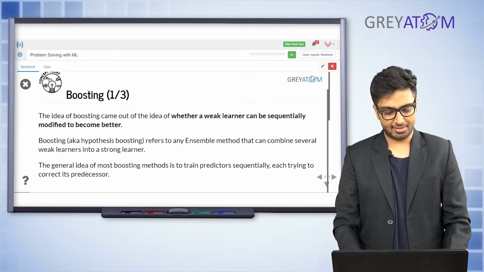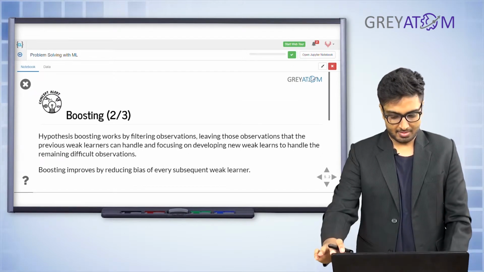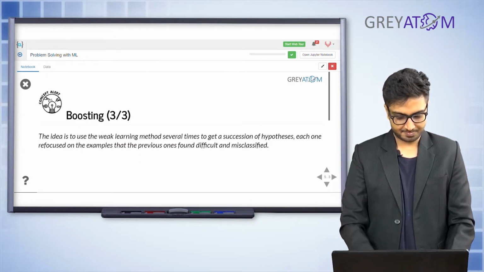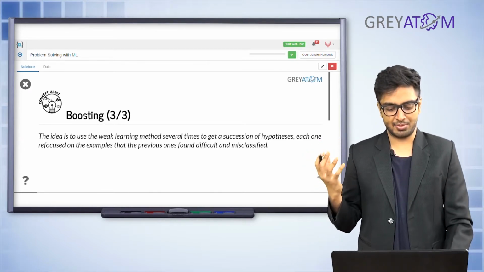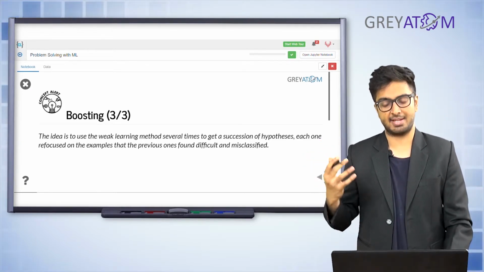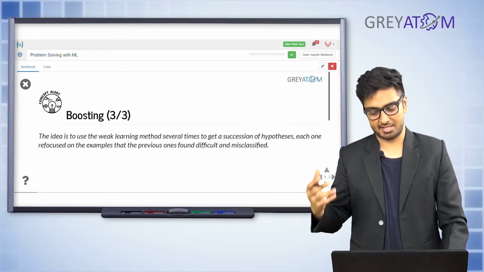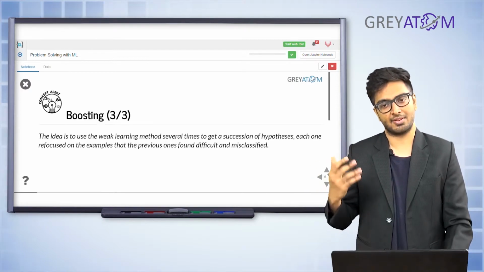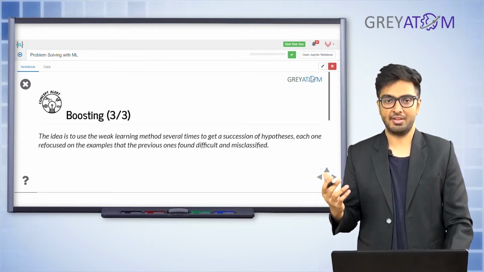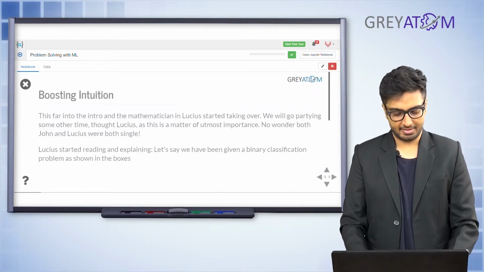So let's understand that also through a diagram. This is something that I've already mentioned: with boosting, the idea is to use weak learning methods several times to get a succession of hypotheses, which is nothing but a succession of models, each one refocused on the examples that the previous ones found difficult and misclassified. That's very intuitive. Let's try and get a better idea.